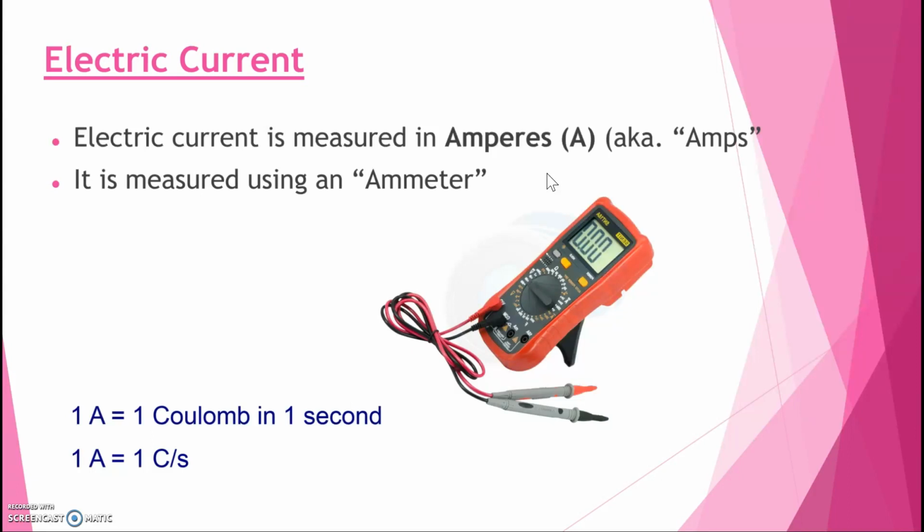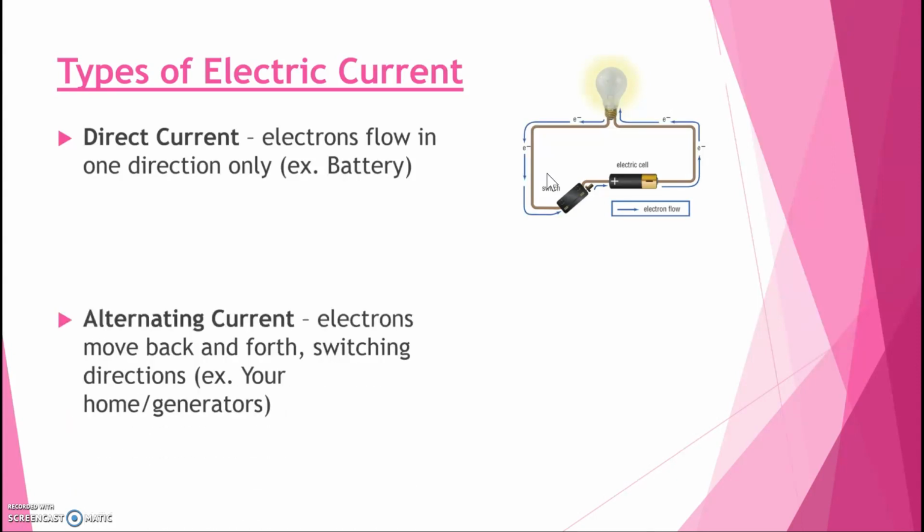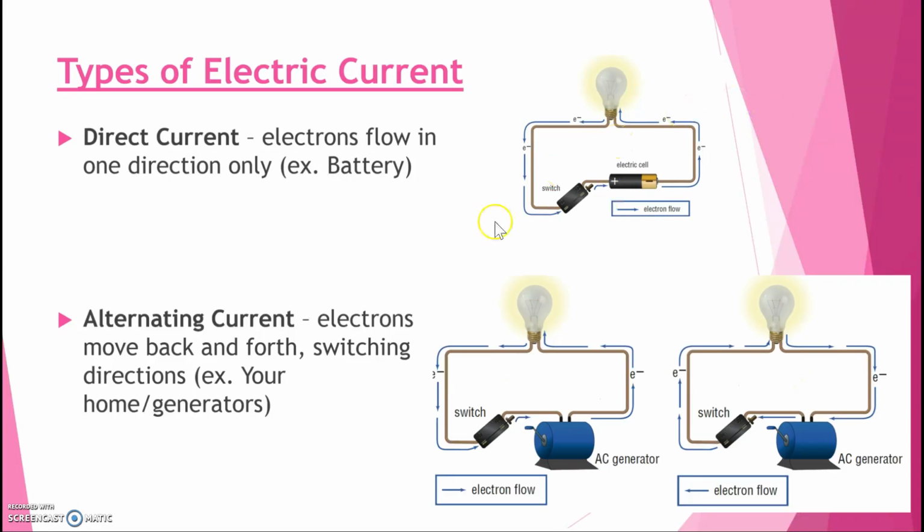Now let's take a look at the types of electrical currents. There's a direct current, DC, and that is where the electrons flow in only one direction. A great example of this is the battery, where the electrons flow from the negative terminal to the positive terminal. Or you can have an alternating current, which is where electrons move back and forth, switching directions. Here's a great example of that. Usually they are powered by generators, and those generators are cranked different ways in order to allow those electrons to flow either to the right or to the left in these diagrams.